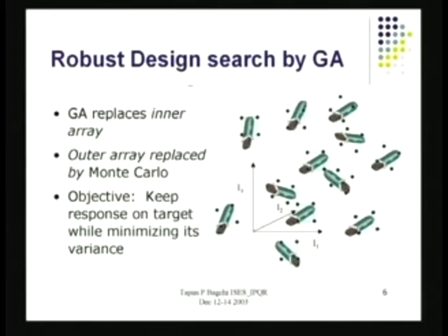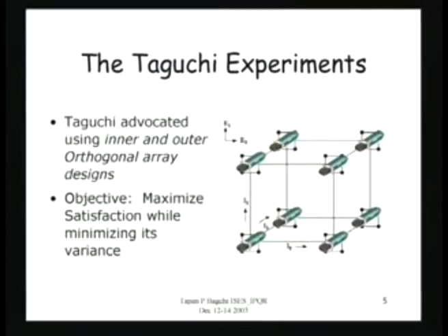Try to think a little bit what we are trying to do when we are trying to do the inner array, outer array experiment. In the inner array, we are searching the design space. In this case, what we've done, we searched certain spots in the design space, and that we've done by taking 2 settings for each of these design factors. We ended up producing 8 prototypes.